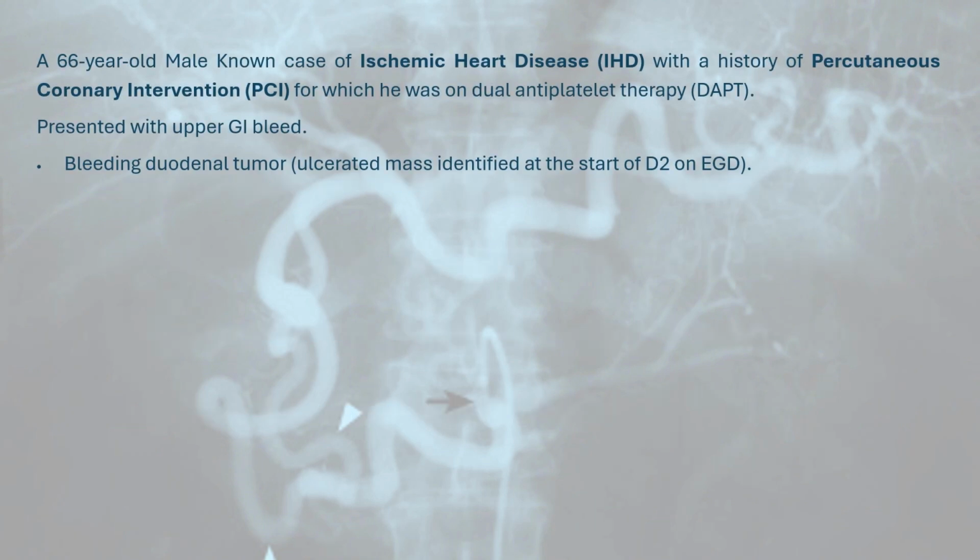A 66-year-old male, known case of ischemic heart disease with a history of percutaneous coronary intervention for which he was on dual antiplatelet therapy, presented with upper GI bleed. Bleeding duodenal tumor, ulcerated mass identified at the start of D2 on EGD.